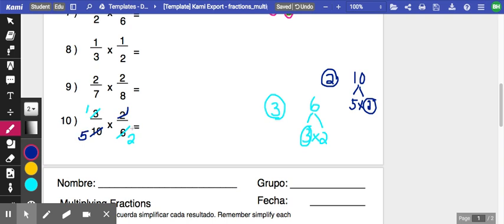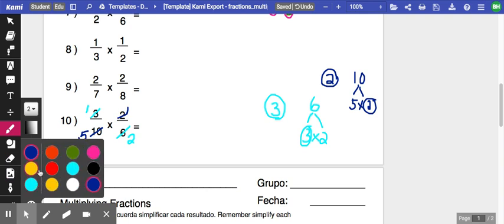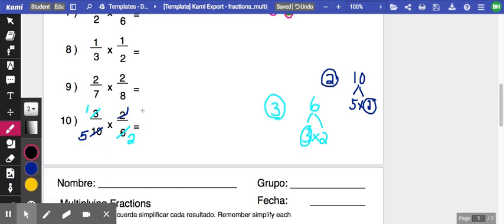So now I cross simplify. 1 times 1 gives me 1. 5 times 2 gives me 10. And now I don't have to simplify my final answer because I already did it by doing this cross simplification. This only works if we have common number factors between the two crossed numbers.